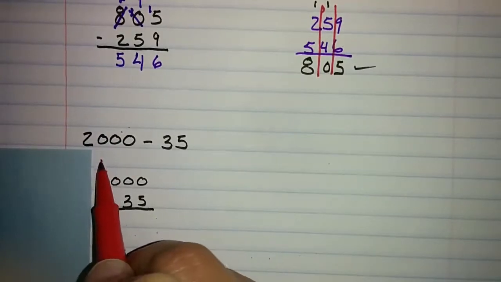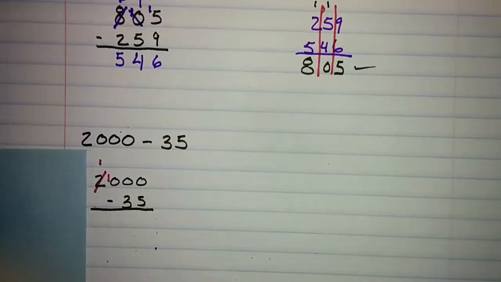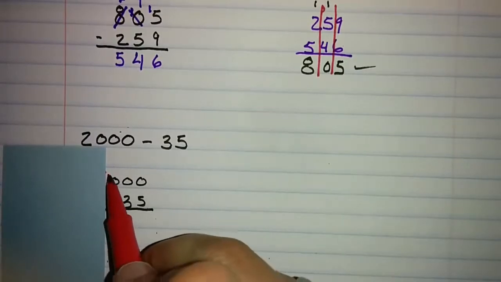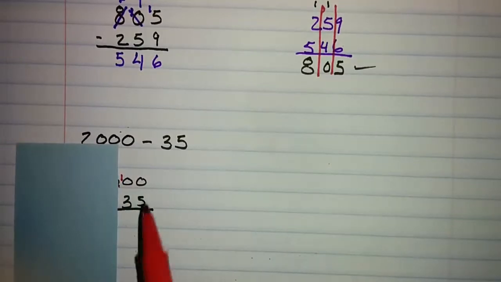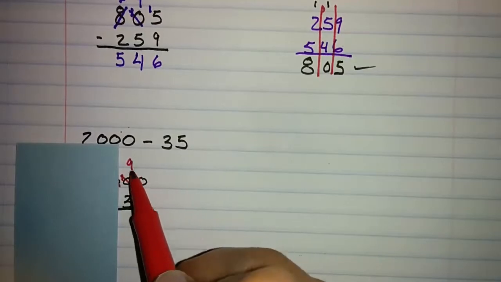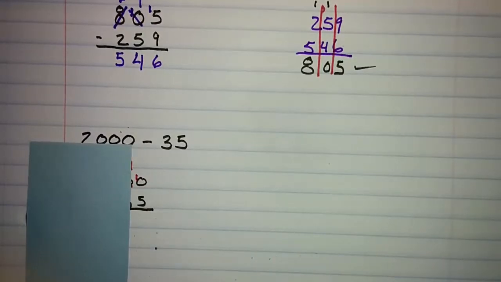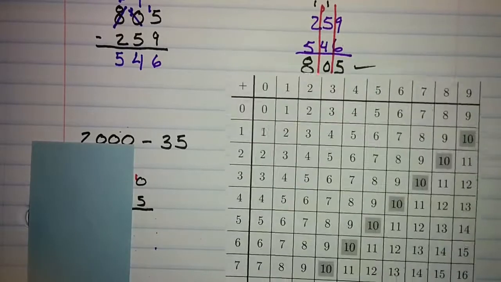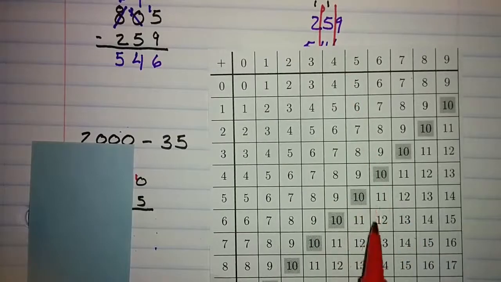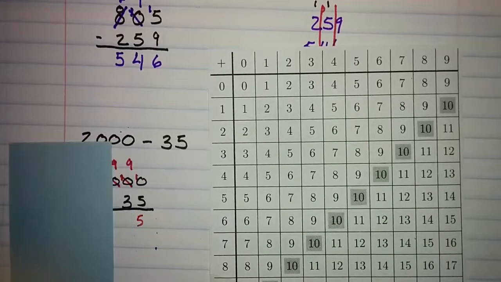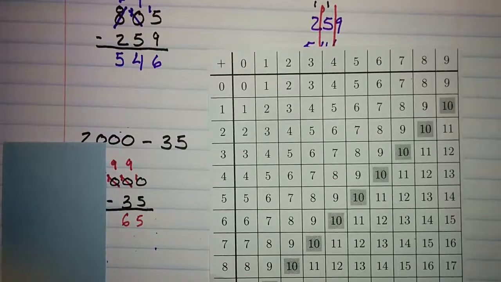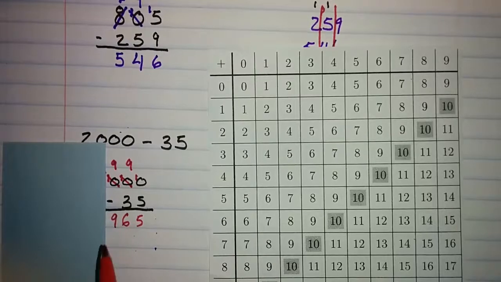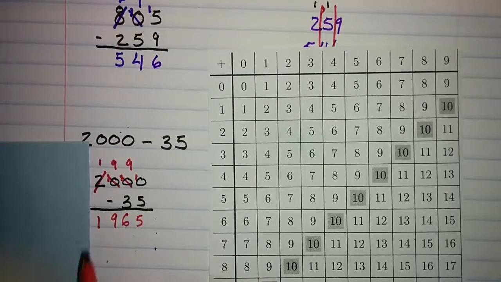I break up 1,000. Now I have 10 hundreds. I break up 100. And now I have 10 tens. I break up a 10. And now I have 10 ones. And now I'm back to the place I left behind. 10 minus 5 is 5. 9 minus 3 is 6. And now 9 minus nothing is 9. 1 minus nothing is 1.